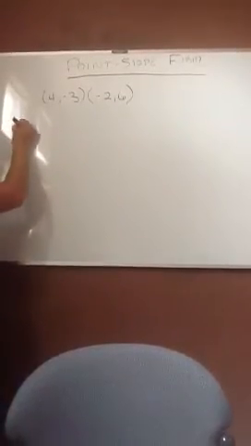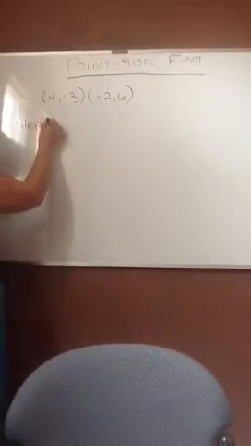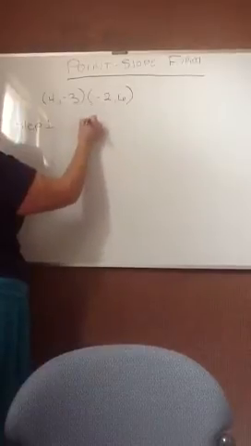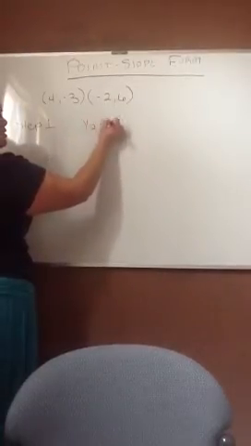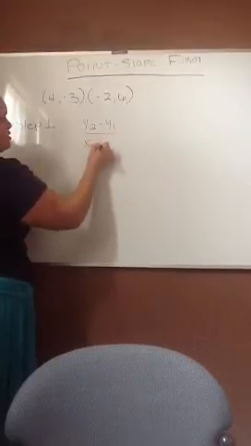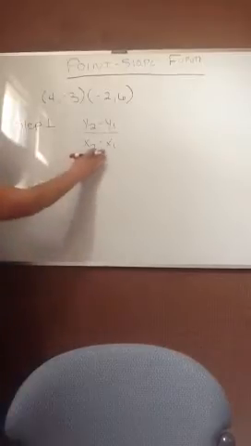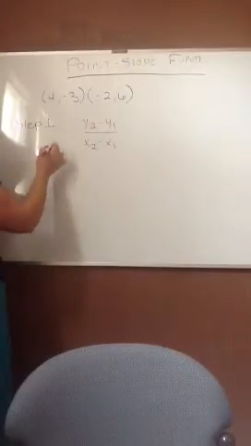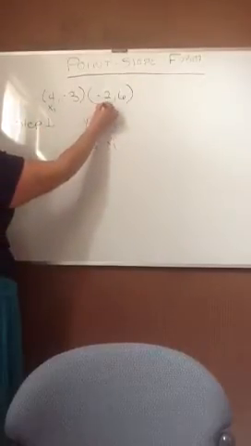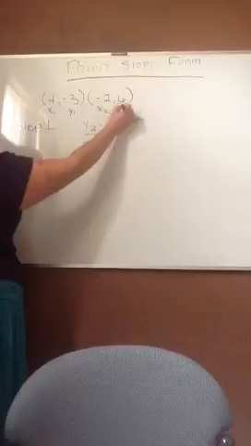Step 1, when given 2 points, is to find the slope using the change in y over the change in x. So I'm going to go ahead and label my points accordingly. This is x1 and x2, y1 and y2.